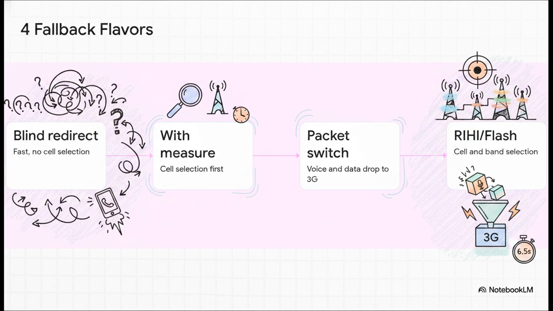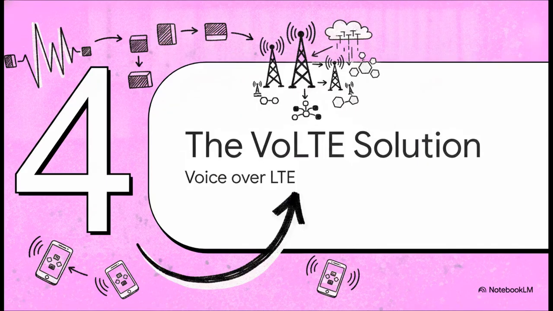Engineers literally have to choose the right flavor for the right location to ensure they hit that 6.5-second time limit without sacrificing call quality. But let's be real, falling back to 3G was always just a temporary bridge. The industry needed a permanent fix. Section 4, the Volte solution.